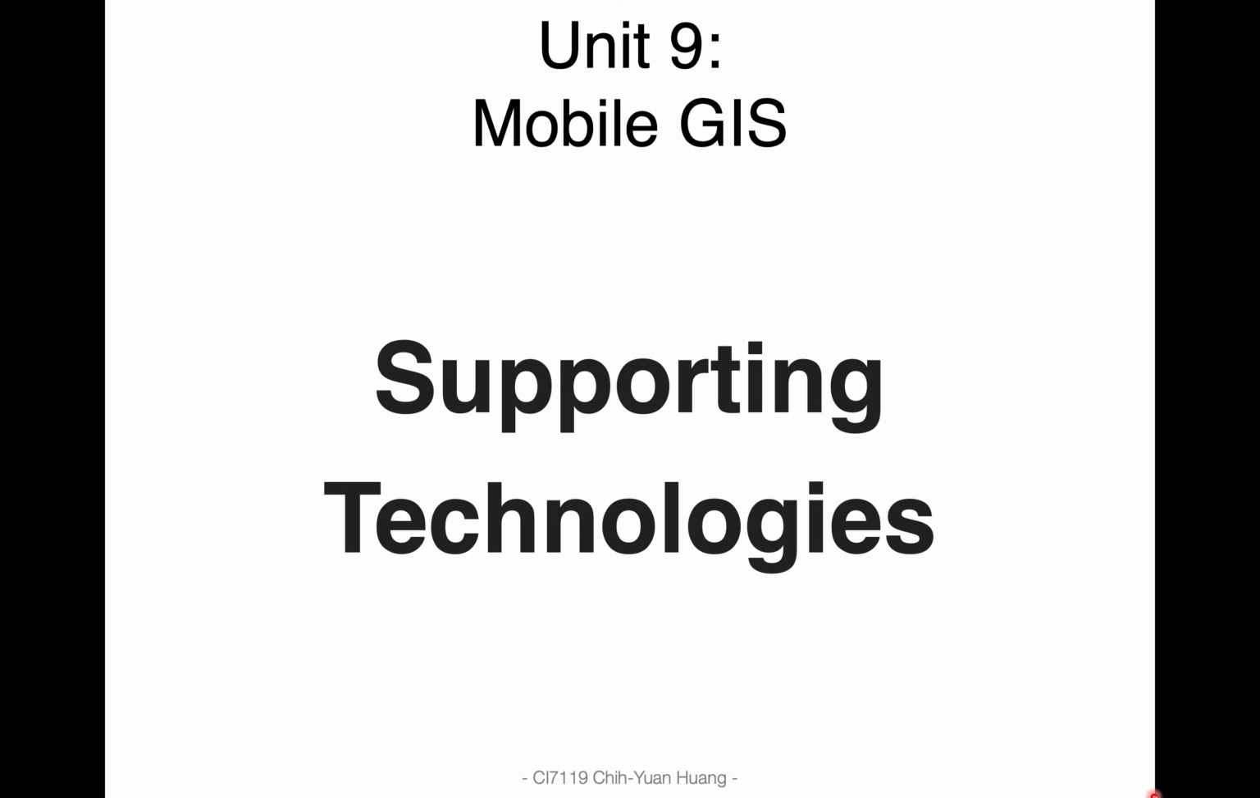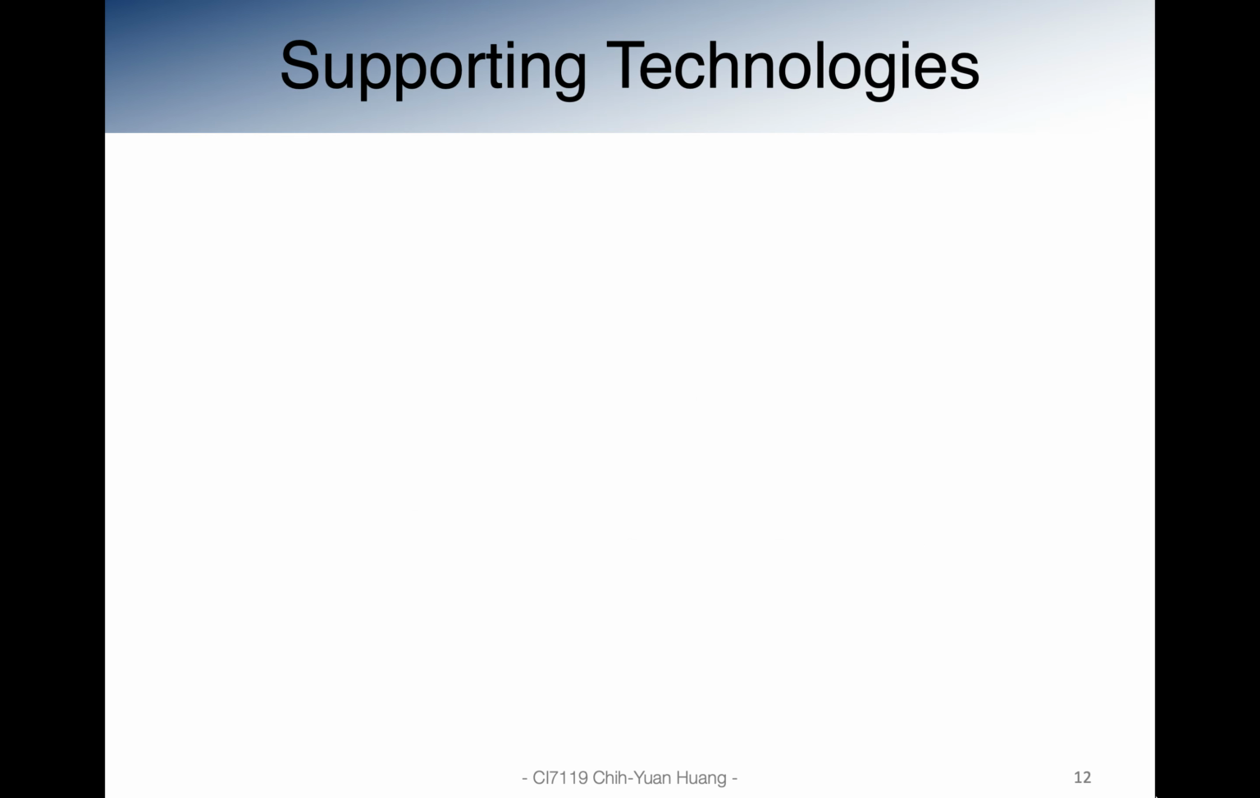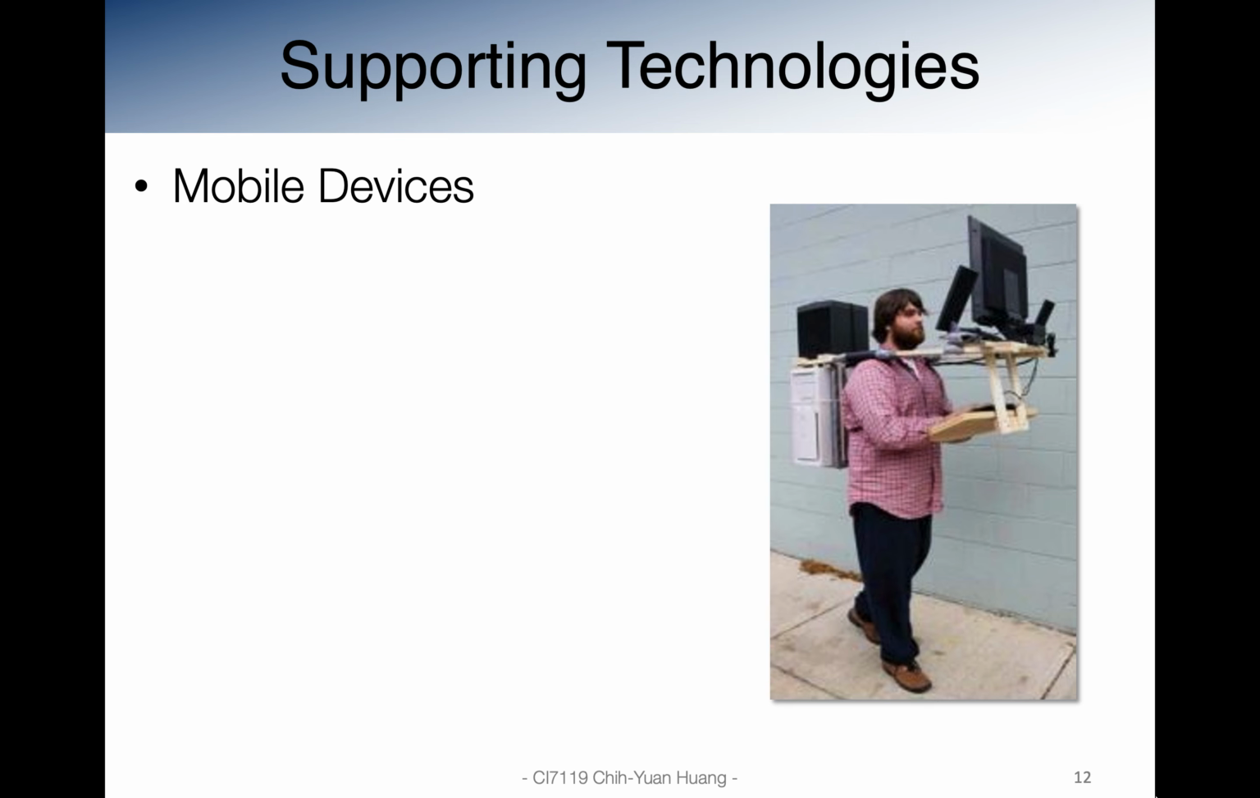Here we are going to talk about the supporting technologies in the mobile GIS. The supporting technologies include three parts. The first technology is the mobile devices, like we mentioned earlier. The reason we have this mobile GIS technology trend is due to the advance in the mobile device. Of course, the main reason is because of the smartphone.